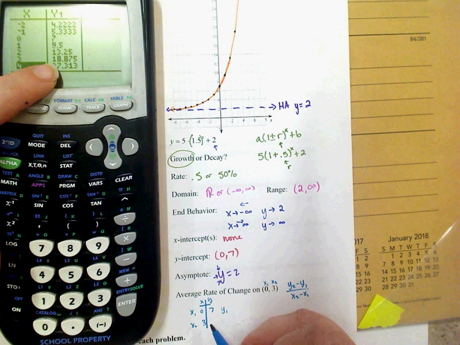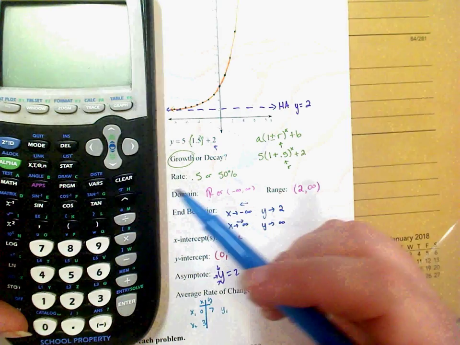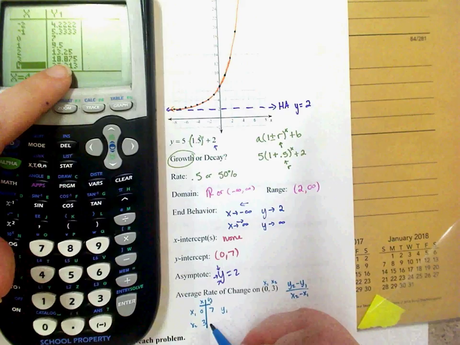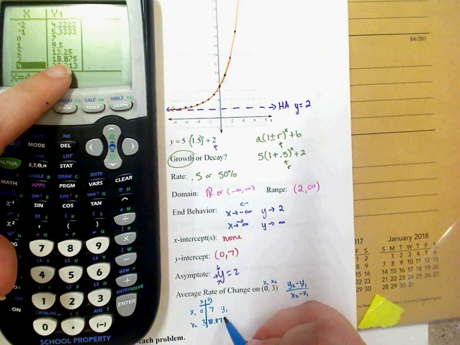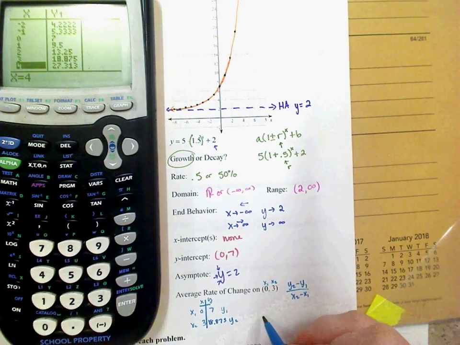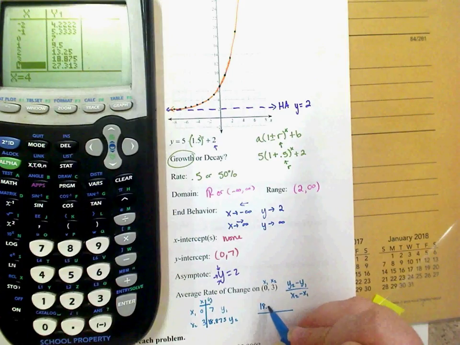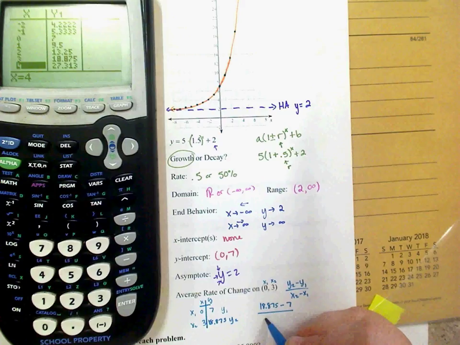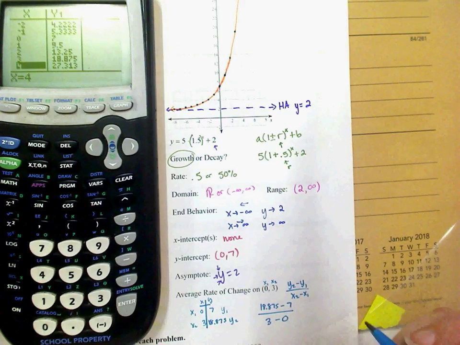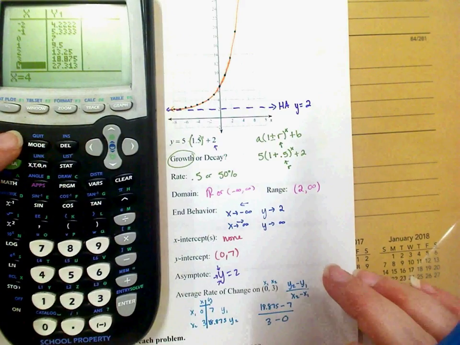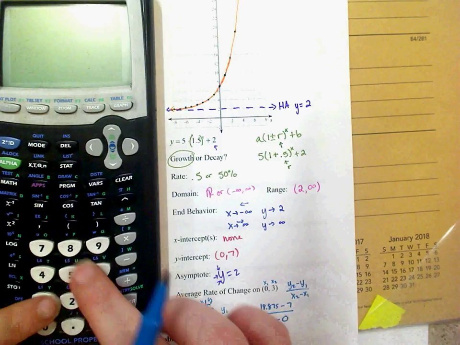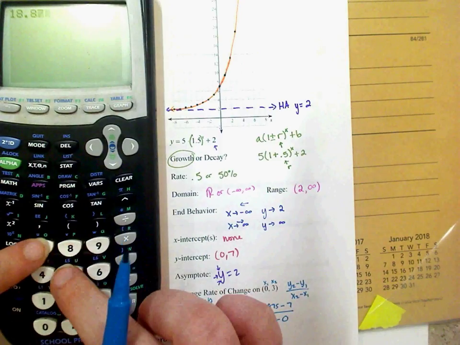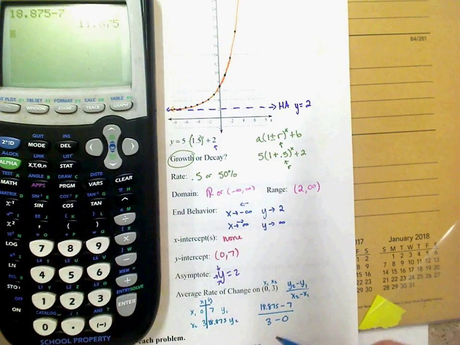the table tells me, it just disappeared, 18.875, which is y2. So the formula says y2, 18.875, minus y1, which is 7, over x2 minus x1, 3 minus 0. So if you type that in, you can do it separately, 18.875 minus 7, and then you notice it's divided by 3, so you can do that.